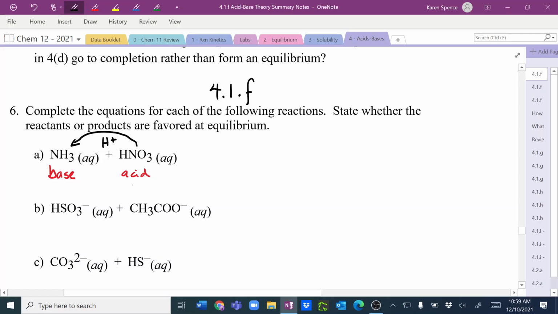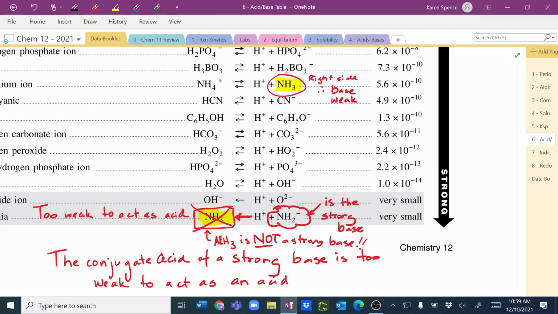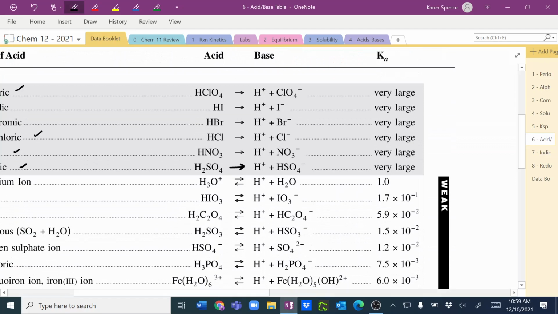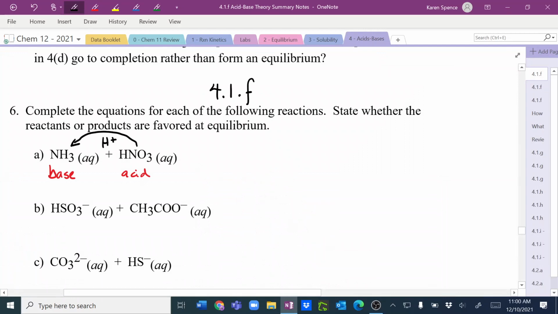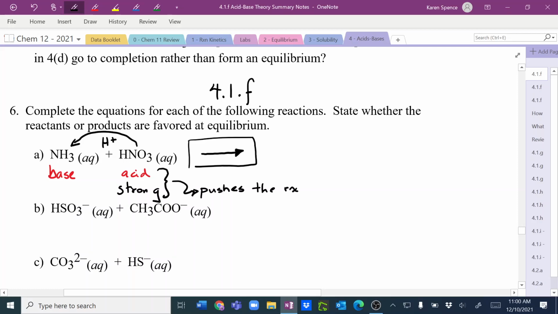Before we do that, let's check out on our table HNO3. What kind of an acid is HNO3? It is a strong acid, which means it only ever goes in one direction. So it gives away all its protons and it does not take them back. So if I am to write an arrow here, what kind of an arrow am I going to put in here? Yeah, if it's a strong acid, it is going to push that reaction to completion. We do not get an equilibrium.